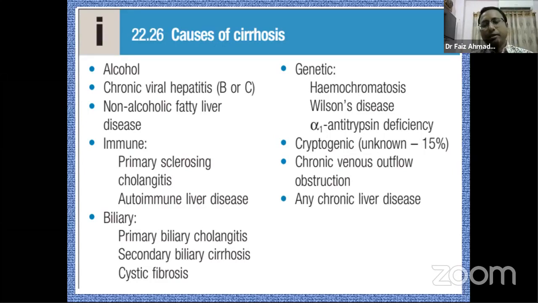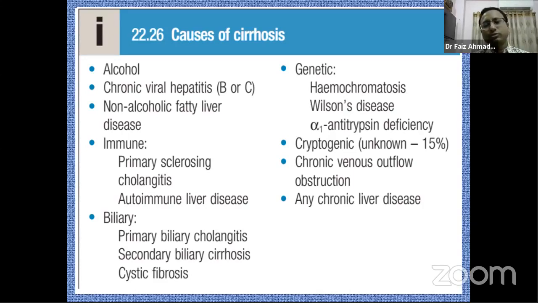The prevalence of cryptogenic cirrhosis of liver is 15%. In the past, the percentage of cryptogenic cirrhosis was more than 30%. But because we now have a clear understanding of many diseases like non-alcoholic fatty liver disease, the percentage of cryptogenic has come down to 15% nowadays. Also, chronic venous outflow obstruction or any other chronic liver disease can lead to cirrhosis of liver.